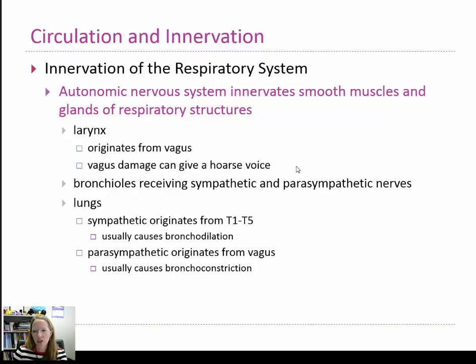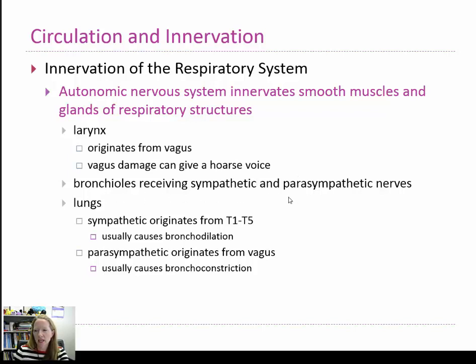So for the larynx, it originates from the vagus. What's interesting is that if the vagus is damaged, that can give rise to an individual with a constant hoarse voice or even a monotone voice as well. So that's kind of interesting, right?